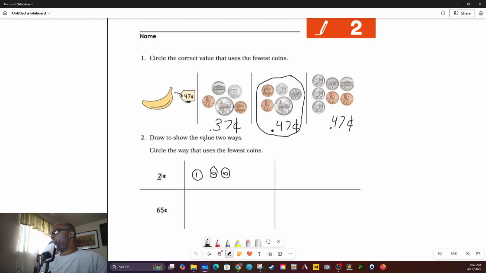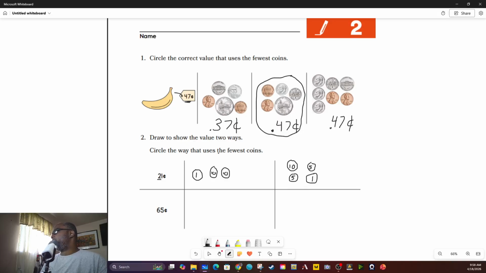Draw to show the value two ways. So let's start with our biggest coin. I'm not going to use a quarter. I'm going to use a dime. And that's 10 cents. And then let me count by fives. That's 5. And that's 15. Add another 5. That's 20. And I just need to add 1 more cent, which will be a penny, or a 1. And if I go 10, 15, 20, 21 cents, they both equal 21 cents.